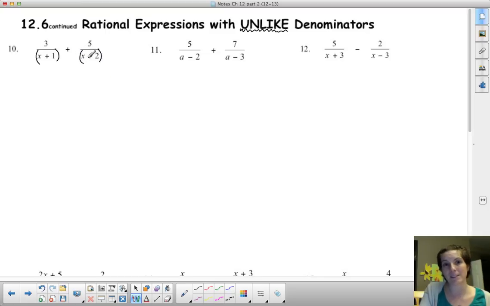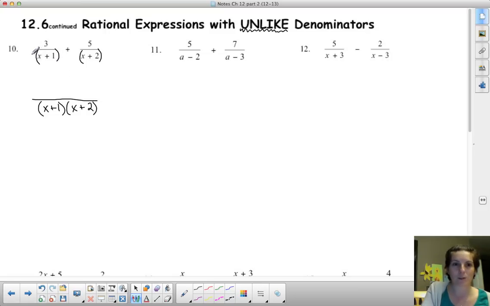To make a common denominator here, we need to multiply by the missing factors. So if I have an x plus 1 and my other denominator is an x plus 2, then my common denominator is going to be the product of x plus 1 times x plus 2. Remember, product just means multiply. So how do I make that denominator from what I've been given?